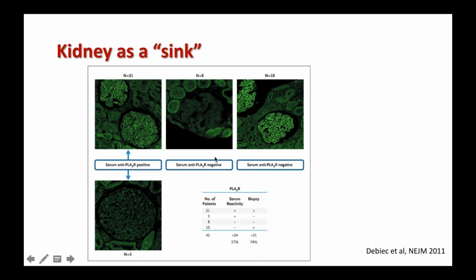You may have still a number of subjects with idiopathic membranous nephropathy who have both serum anti-phospholipase A2 receptor antibody absent and no staining on the kidneys. This group of subjects is likely to have another antigen. In some cases, we know that it is now THSD7A. Then in the third group of subjects, you have staining in the kidneys, but serum antibody is negative. This is the kidney as a sink phenomenon. This is what it represents.